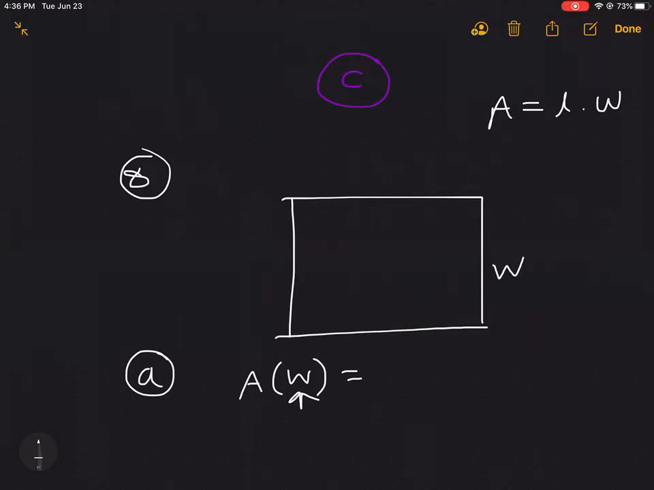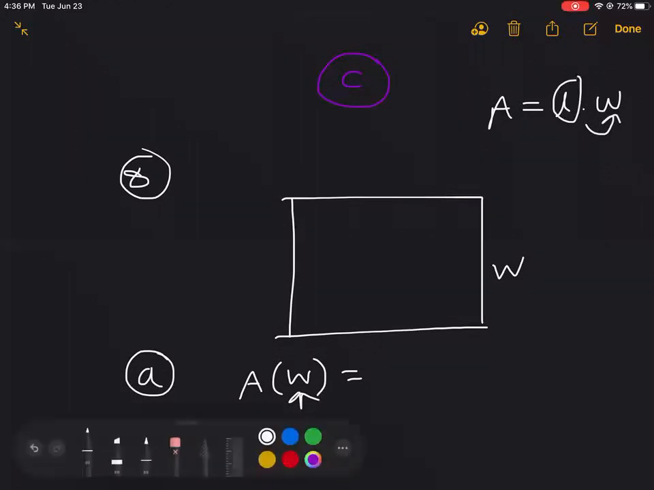Okay, no problem. So the thing is, you want to replace the value of L by W. That means you want to find the relation between L and W, and then substitute that L by some related value of W. For that, all we want to do is find the relation of L and W. And for that, we have a clue.